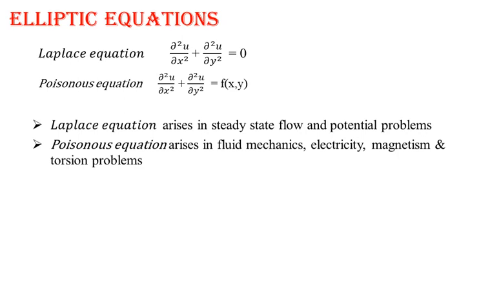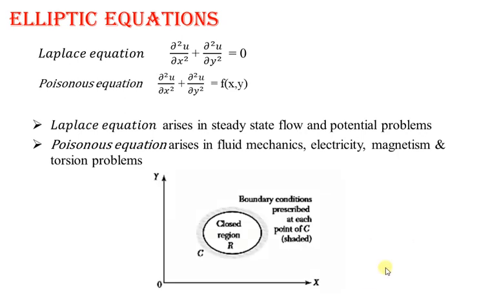So the solutions of these equations are in a closed region. We are considering here a circular closed region. The region may be circular or rectangular, and the solution of the elliptic equations will be a function of x comma y in this closed region, subjected to the boundary conditions. The boundary conditions are given along this circular region, that is the shaded area, and we are going to find the different values in this closed region by converting the given differential equation into a finite difference approximation.